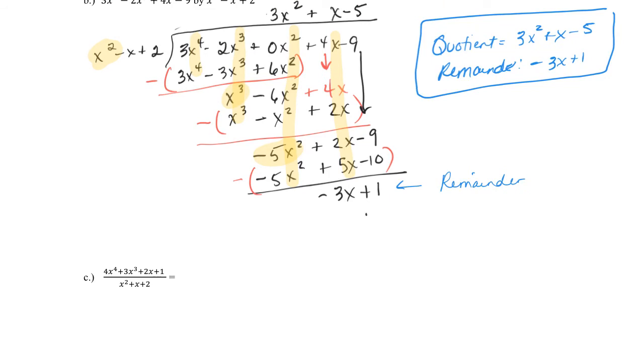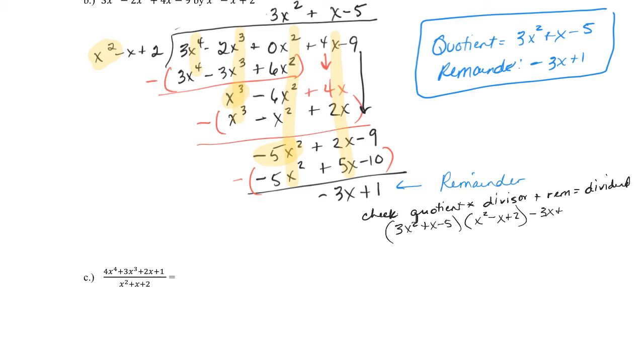So if I want to check my work, I know that the quotient times the divisor plus the remainder will equal the dividend. So let's try. The quotient is 3x squared plus x minus 5 times the divisor, which was x squared minus x plus 2, plus the remainder, which was negative 3x plus 1.